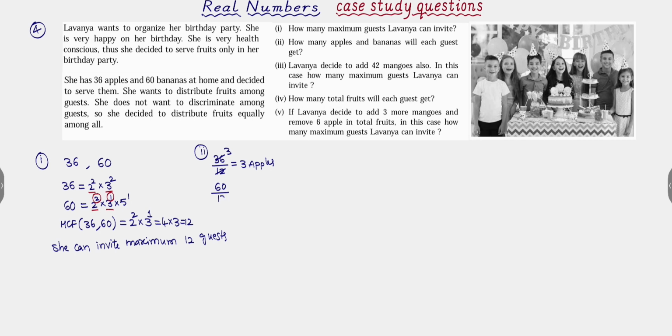And 60 bananas are there, so 60 by 12. 12 ones are 12, 12 fives are 60. So each guest will get 5 bananas. So what is the conclusion for the second question? Each guest will get 3 apples and 5 bananas. That is the second question's conclusion.